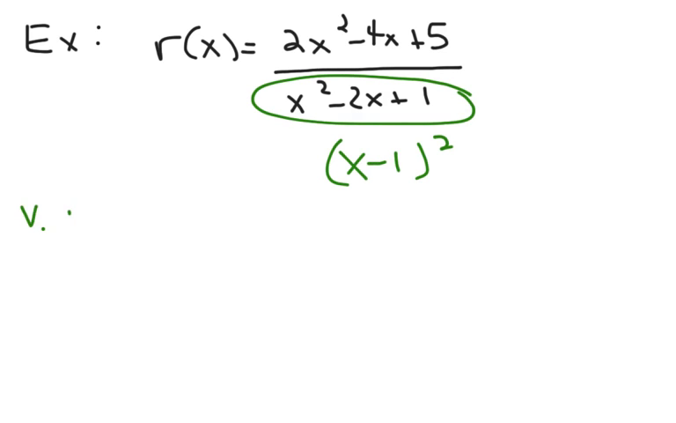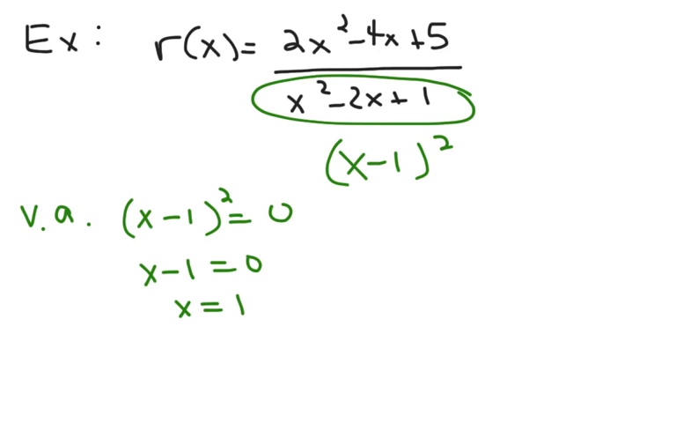To find the vertical asymptotes of any rational function, you take the denominator, set it equal to 0, and solve. Well, we're going to find out that the vertical asymptote is x equals 1. So that means if I drew a little graph here, there would be a vertical asymptote there. Well, how about a horizontal asymptote?